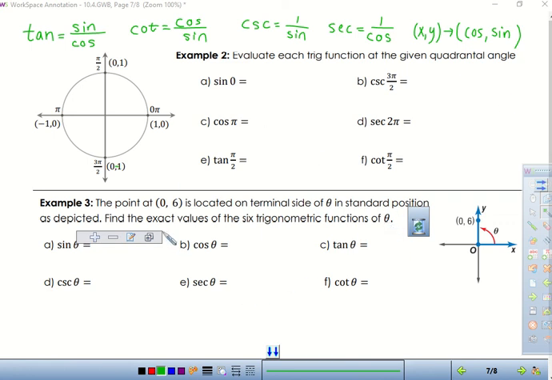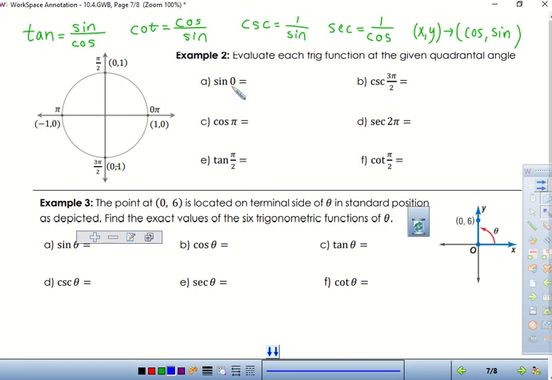Those are just some rules we talked about in previous lessons that are going to come up and help you here, so I just want to reiterate them. If you want to write them on the top, feel free to do that, or put them somewhere in your notes. It can be a little bit helpful. So evaluate each trig function at the given quadrantal angle.